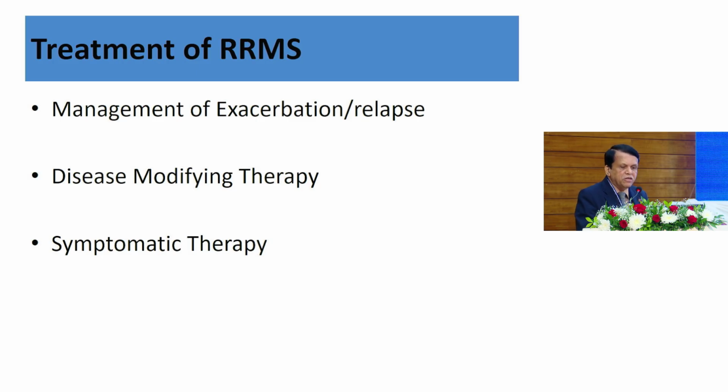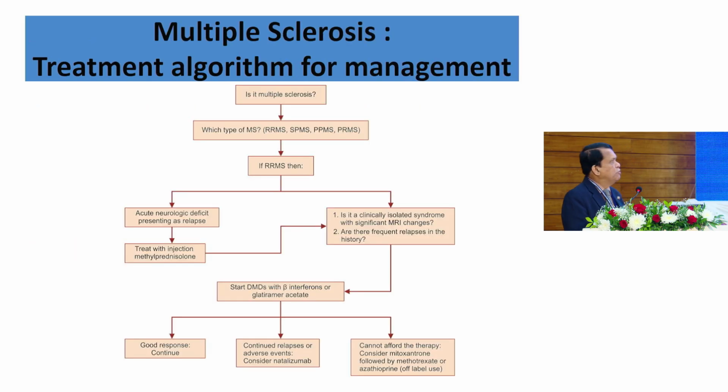So any patient who comes to us, first we give steroids. This is an approach to the algorithm for the management. I had prepared for an 18-minute talk, madam. I was told 15 minutes, so I need another 2 minutes more. This is the multiple sclerosis treatment algorithm for the management. Is it multiple sclerosis? If it is multiple sclerosis, which type of MS? Is it RRMS, SPMS, PPMS, or the progressive form?